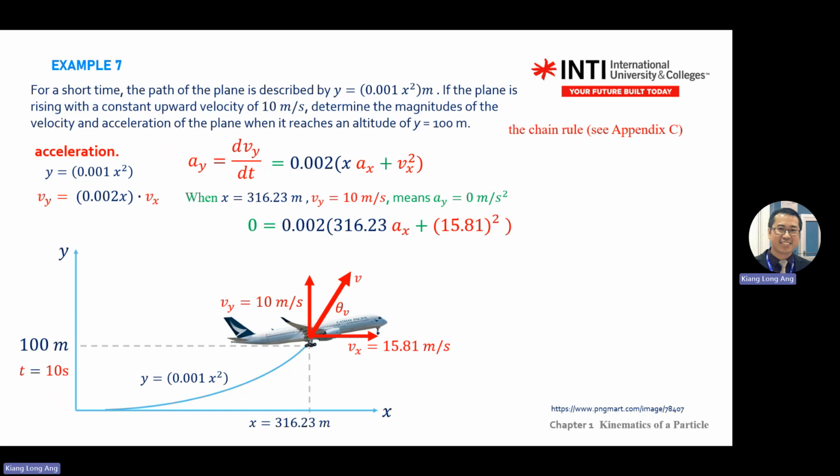You substitute your vx, you know your vx here. So there's only one unknown in the equation. Okay, you get negative 0.791 meter per second square. What does negative mean in this chapter? The acceleration means it slows down. Acceleration. Okay.